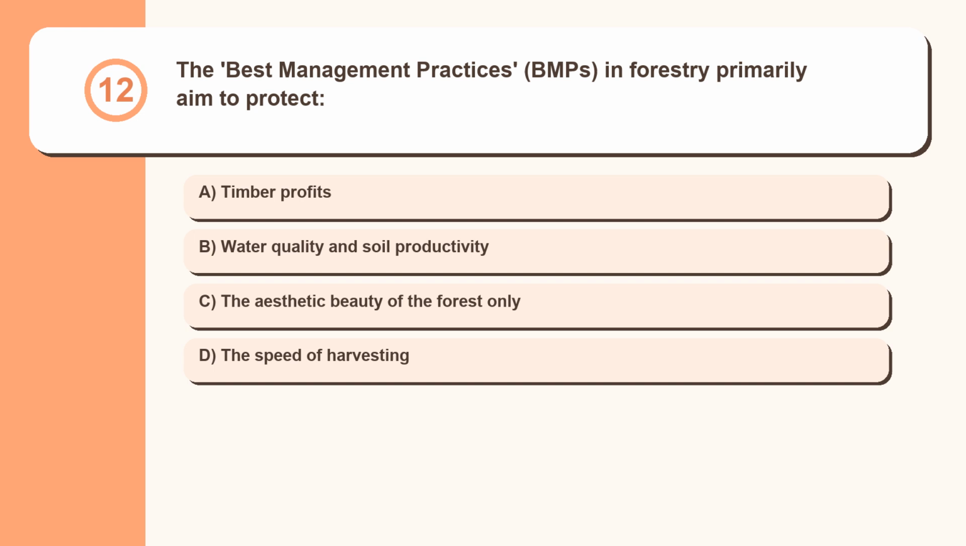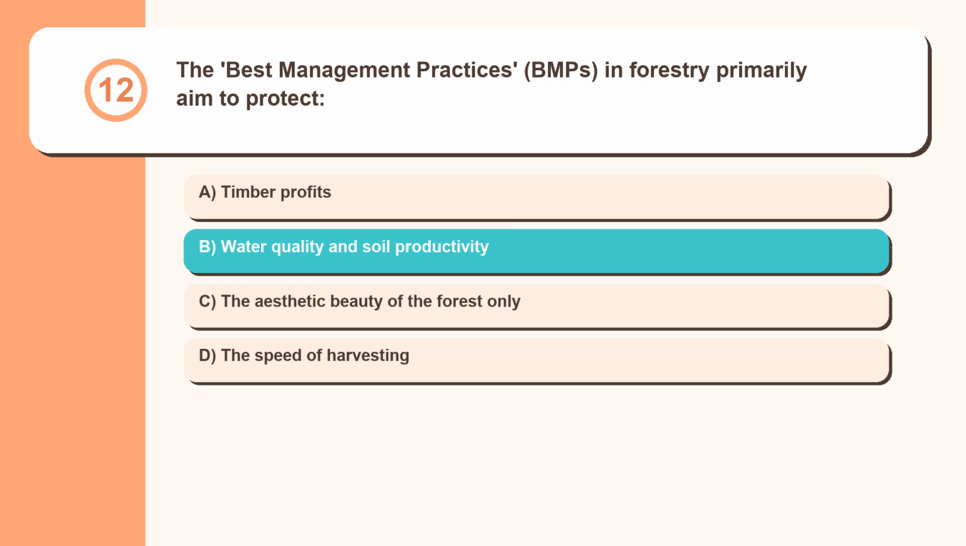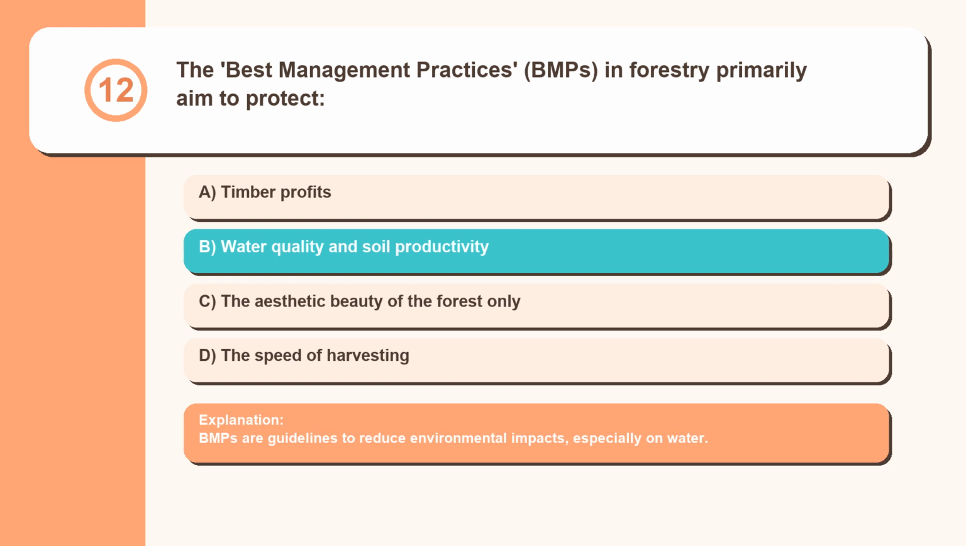Question 12. The best management practices, BMPs, in forestry primarily aim to protect timber profits, water quality and soil productivity, the aesthetic beauty of the forest only, the speed of harvesting. BMPs are guidelines to reduce environmental impacts, especially on water.